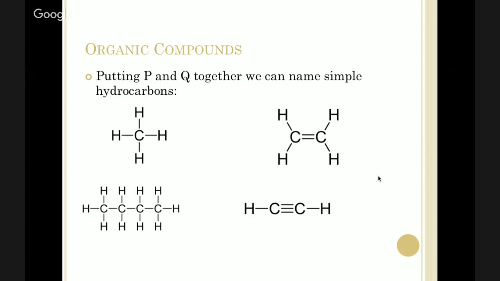The first one has 1 carbon, so it's meth. And since they're single bonded, well, carbons are not bonded to each other, it's ane. In the second example, going to the right, there's 2 carbons, so it's eth. And since there's a double bond, it's ene. In the third example, on the bottom left, you have 4 carbons, so it's but, and since they're single bonded, ane. And the last example, because there's 2 carbons, it's eth again, but because it's a triple bond, it's yne.